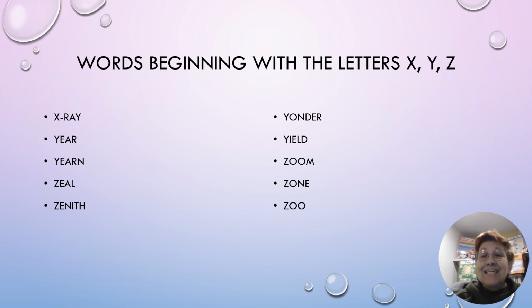Yield. The dough recipe for the cookies yields 60 cookies. The recipe for the cookies yields 60 cookies. What you produced out of it, what did you get out of it, right?